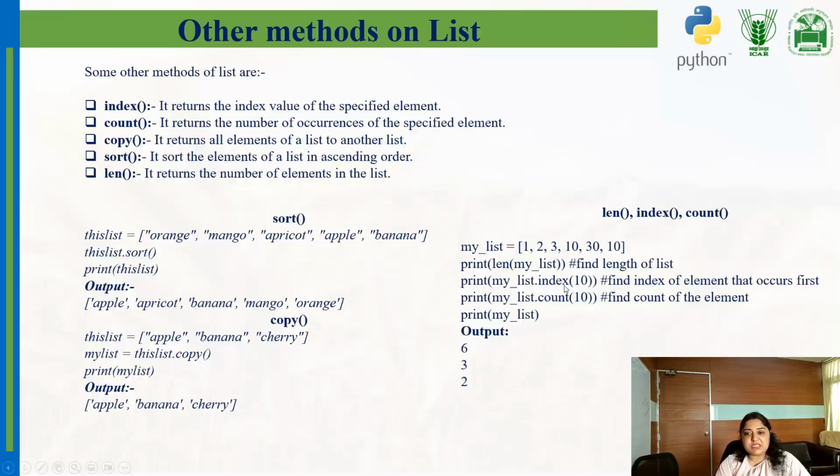Then using the index method, it will return the location. Like if we mention 10, then it will return the location of 10. Then using the count method, if you count the number of occurrences of 10, it will return 2 as an output.